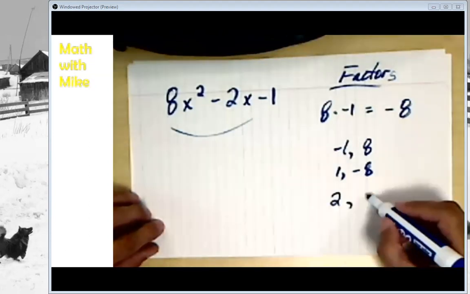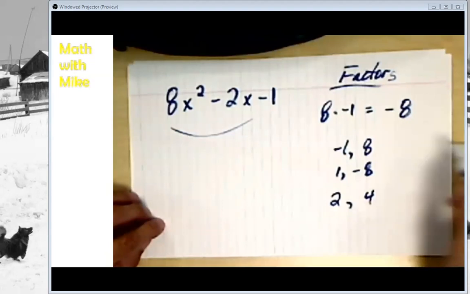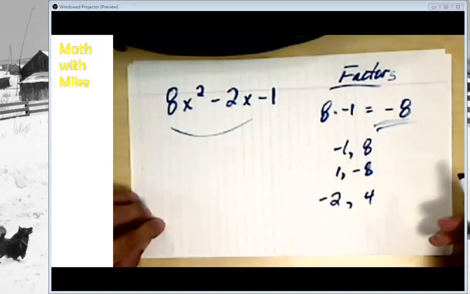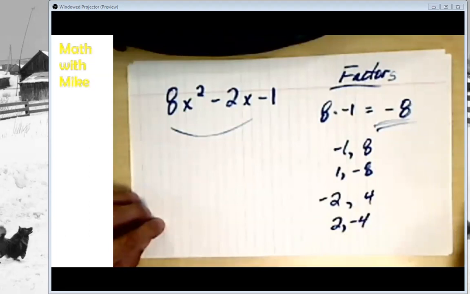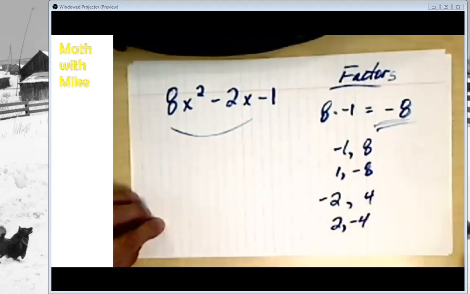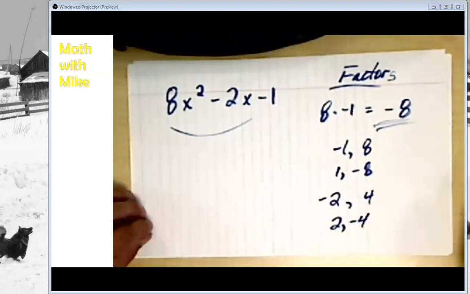What about getting a minus 8? One of them is minus or the other. Anything else? I think that's it for 8. It's not a square number, is it? No. Okay, that's it. So those are them. What do we do with them?